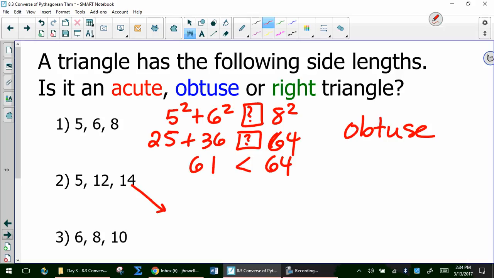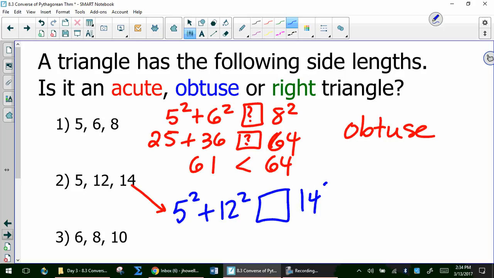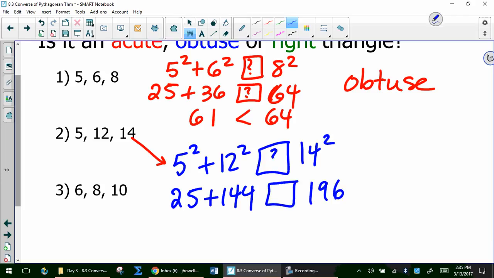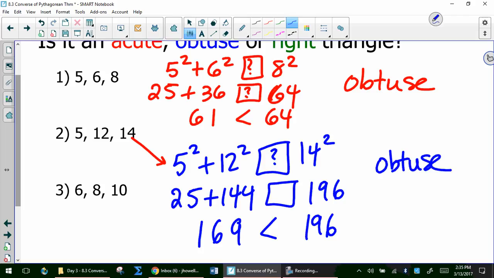So let's try the same thing for this one. If we have 5 squared plus 12 squared, we need to think about if that is greater than, less than, or equal to 14 squared. So 25 plus 144, we have 169, and then we have 196. Okay, so this is also an obtuse triangle.